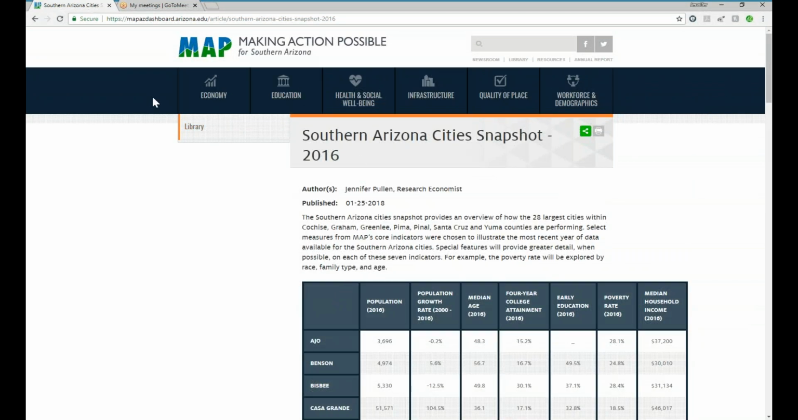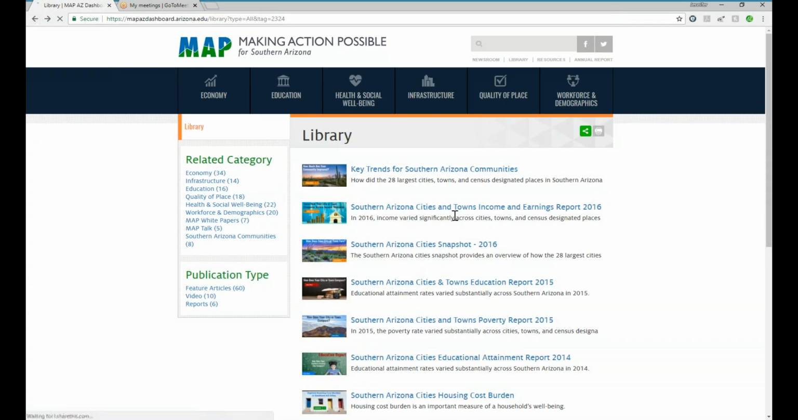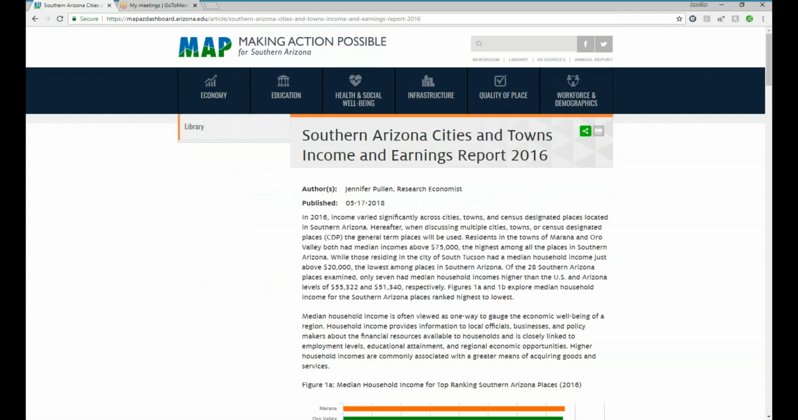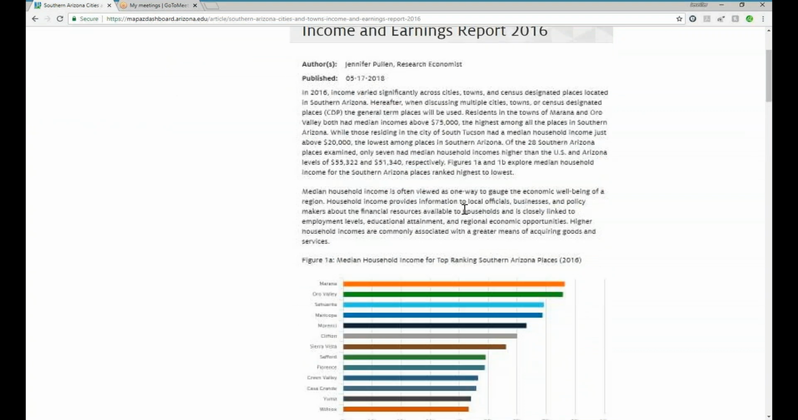Now, if we go back to the library, we can go into the Incomes and Earnings Report article. And so here we're going to talk a lot about what income is, what earnings are, the differences between income and earnings, and what that means for our Southern Arizona communities. So in 2016, we saw a wide variation in both income and earnings across the Southern Arizona communities. And we're going to scroll down and take a look at that first graph.